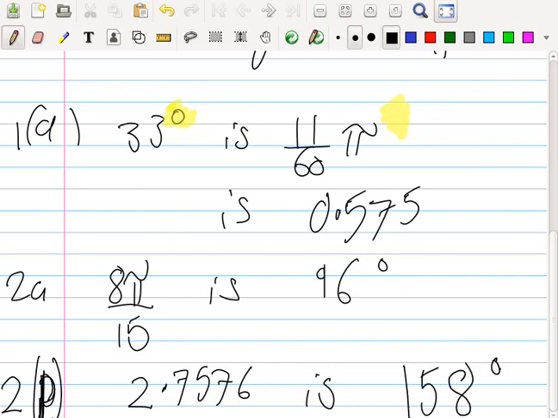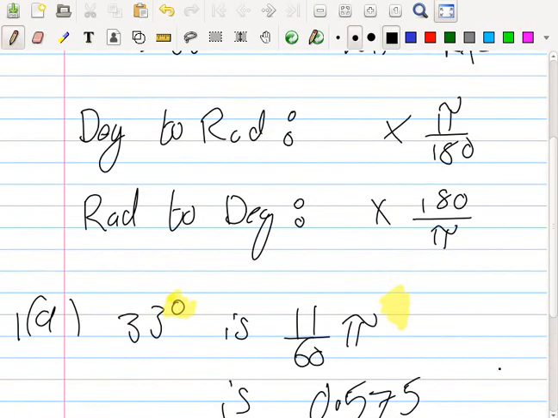Now look, this comes up in the exam frequently enough. It's usually 1 or 2 marks, and it should be the easiest 2 marks of your life. All you need to do, it's not in the formula book, all you need to do is remember this rule. Degrees to radians, multiply by pi over 180. Radians to degrees, multiply by 180 over pi. It's all you need to remember, and you've got 2 marks.